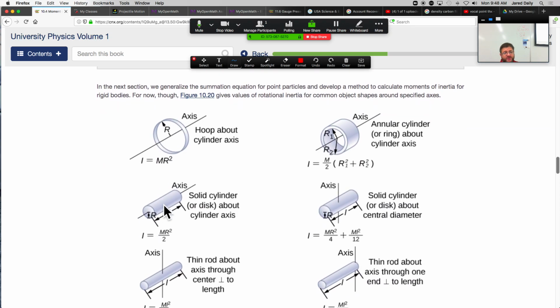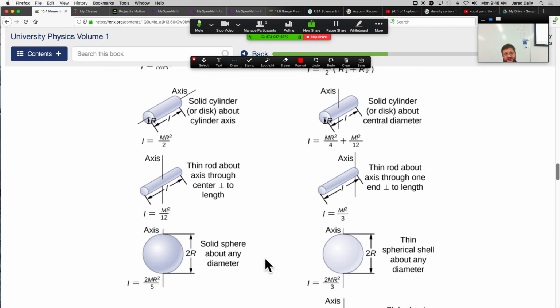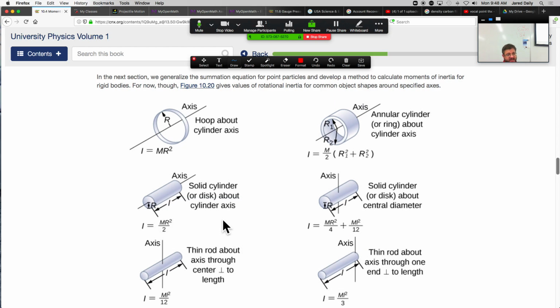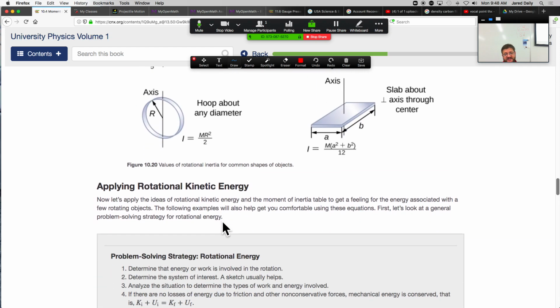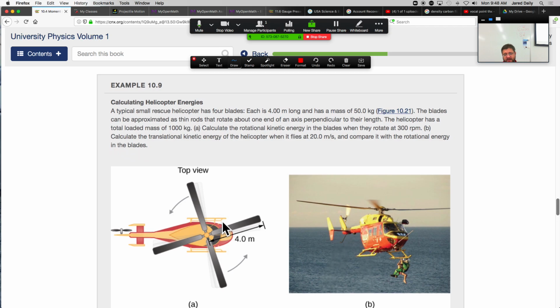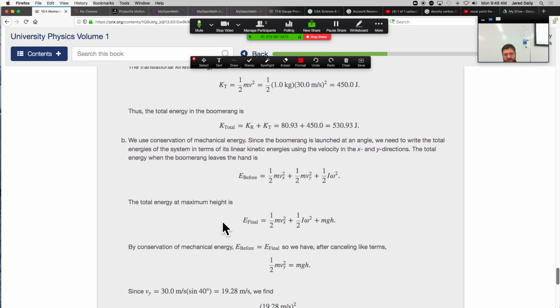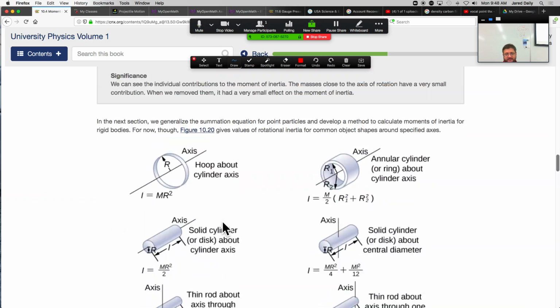And it turns out that you can do this for different shapes of objects using calculus, and this is the result right here. These are the results of the different moments of inertia of different shapes rotating around different axes. We'll do an example of this when we come back tomorrow. We'll do an example of calculating the moment of inertia of a particular shape so that you can see how that's done.